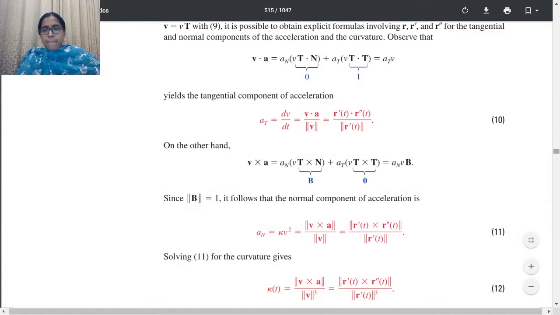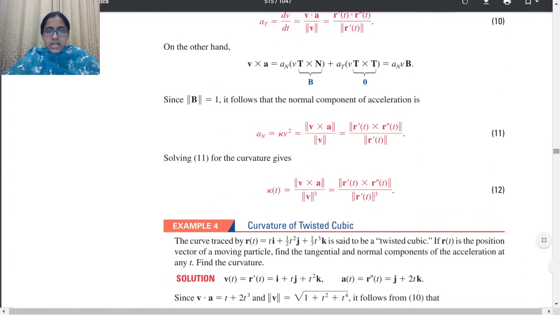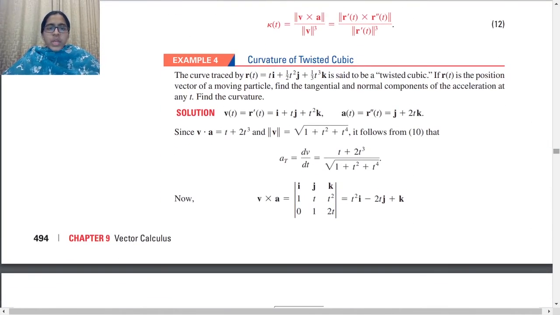In example 4 we are asked to find the tangential and normal components and the curvature. We are given the curve r of t is equal to t i plus 1 by 2 t square j plus 1 by 3 t cube k. It is called the twisted cubic. So just keep that in mind. What we have to find is the tangential component, that is a t, the normal component, that is a n, and kappa.